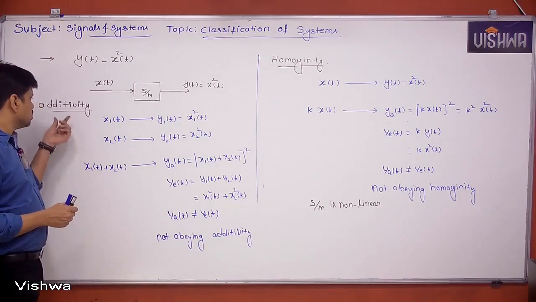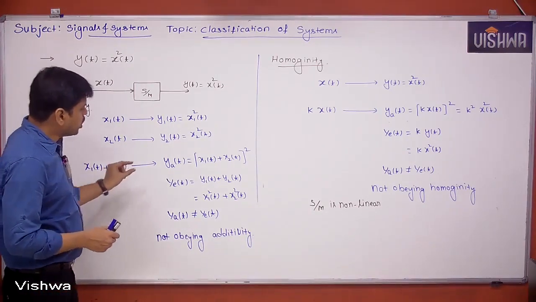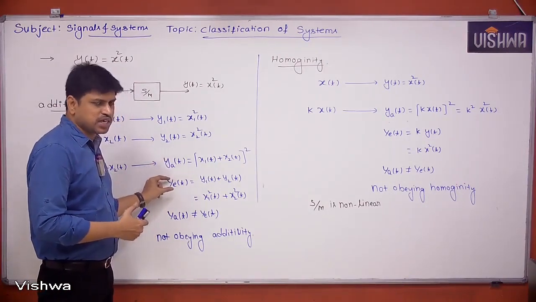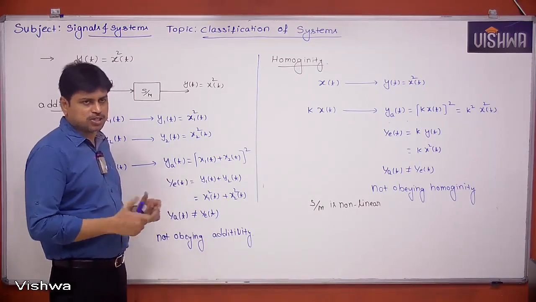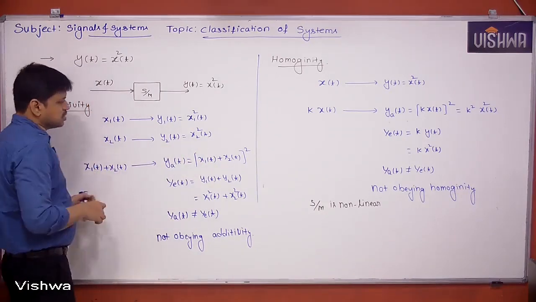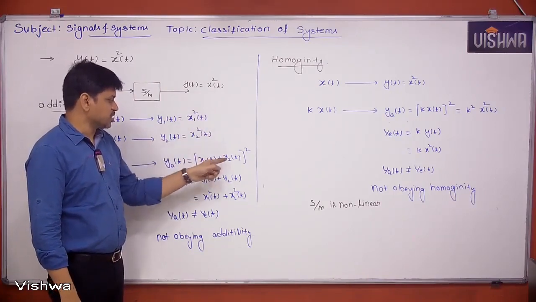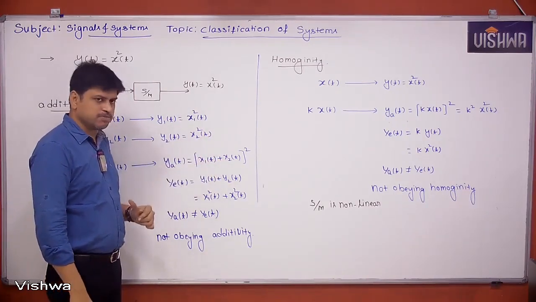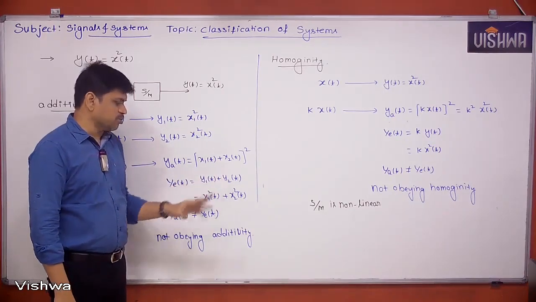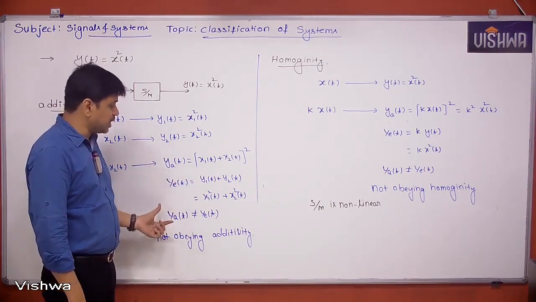Listen carefully. To check the additivity principle, we require the actual output and the expected output. If we compare them, we can understand whether it is satisfying additivity or not. To find the actual output in additivity, simply replace x with x1 plus x2. Then you can get this directly. Next, the expected output is nothing but y1 of t plus y2 of t. By comparing them, we can say whether it is satisfying additivity or not.